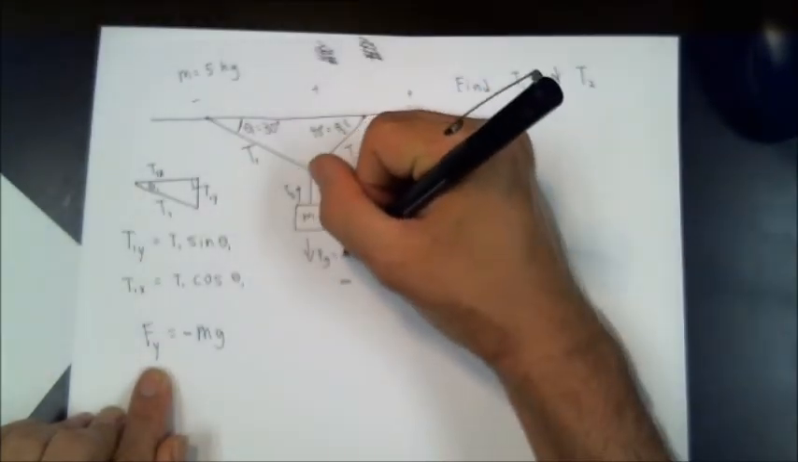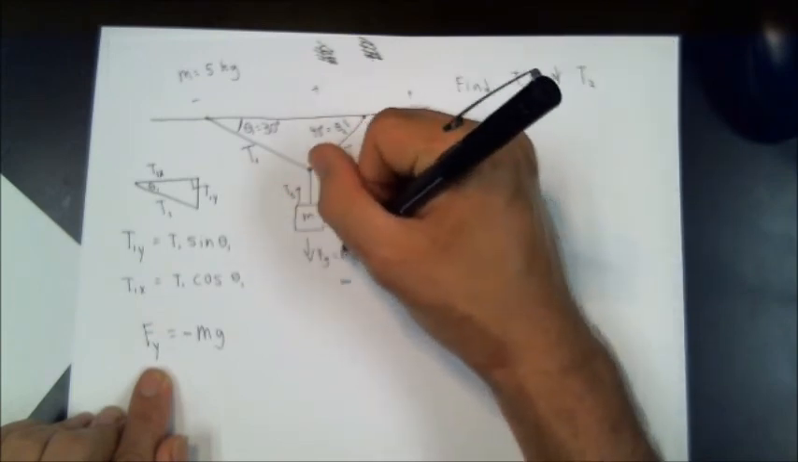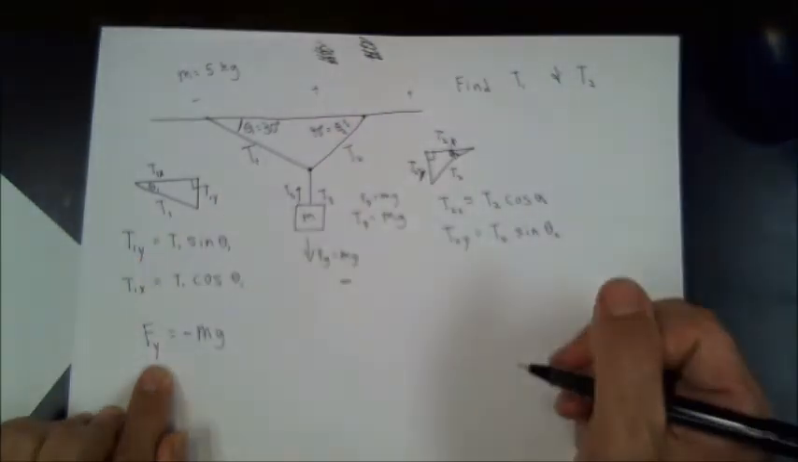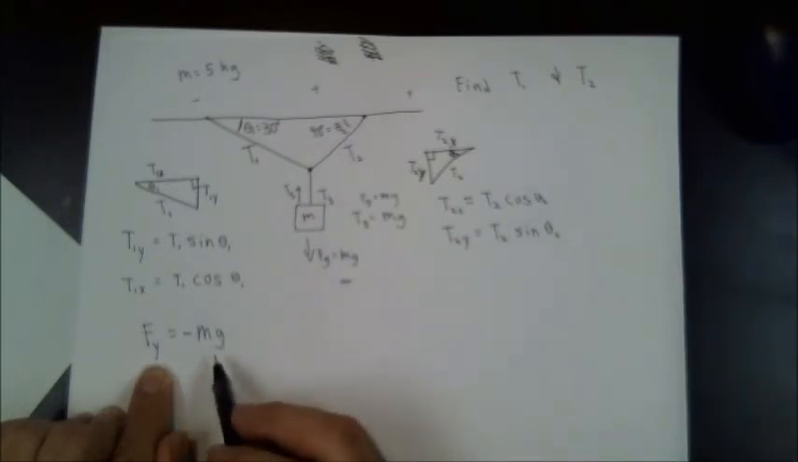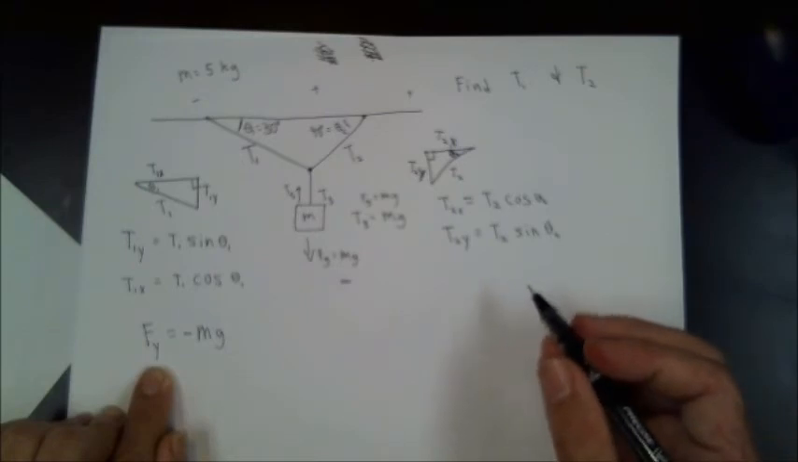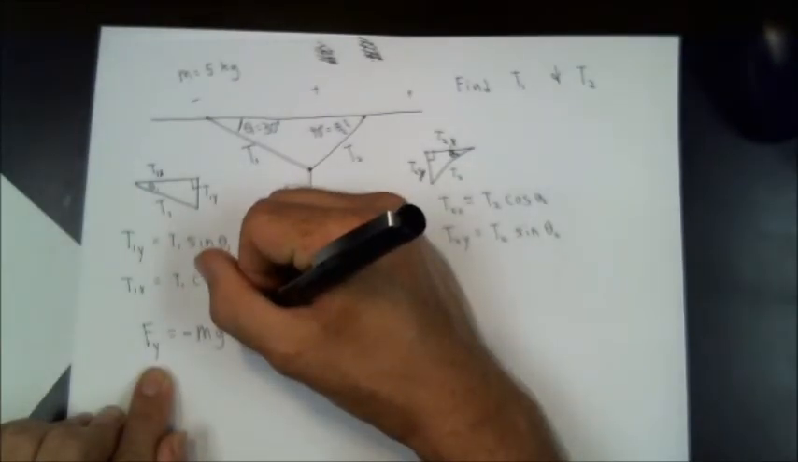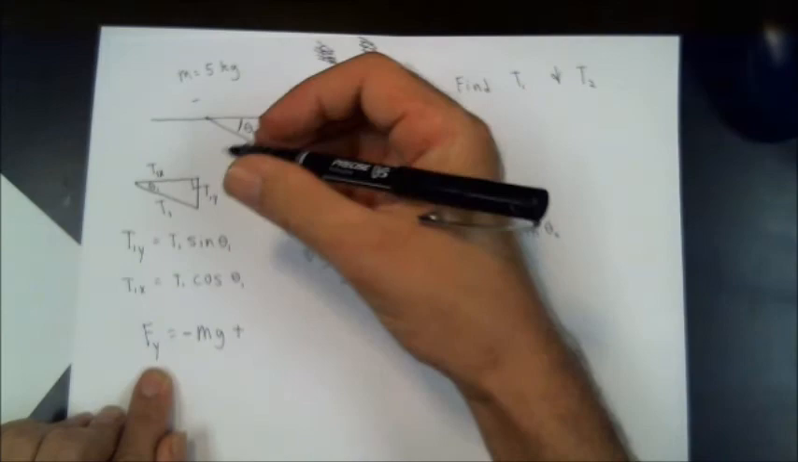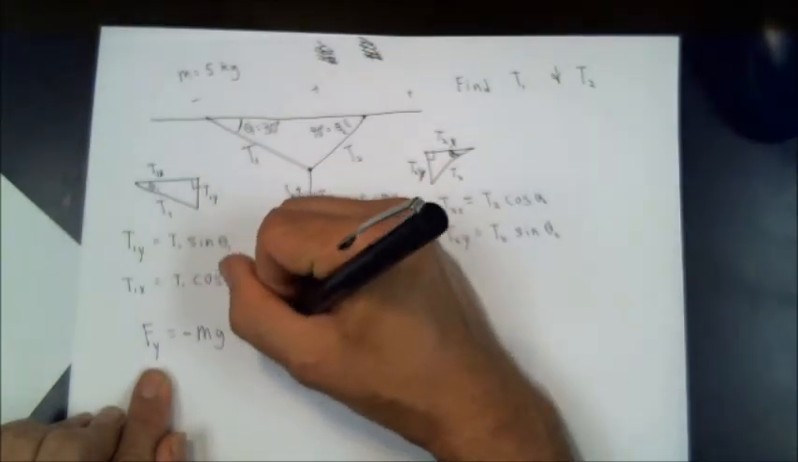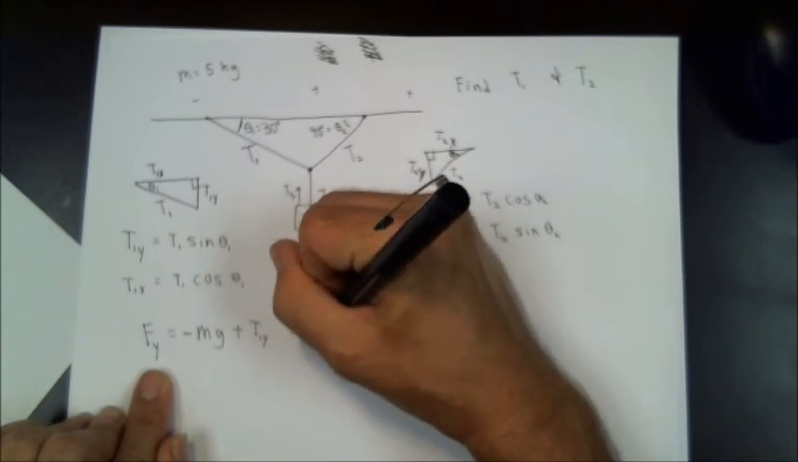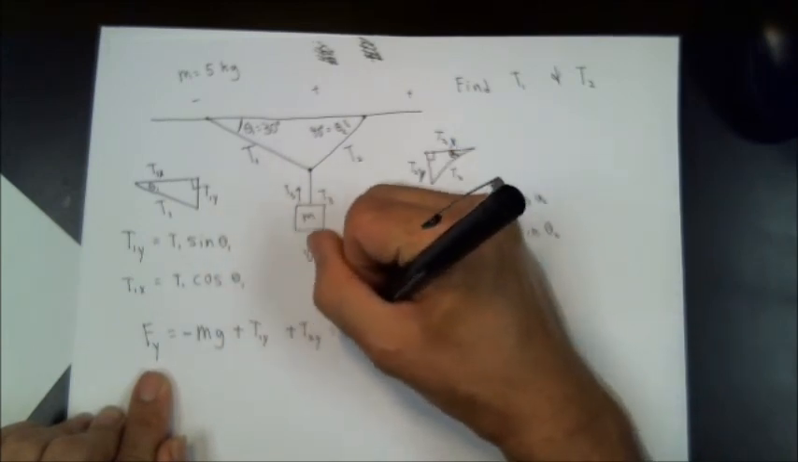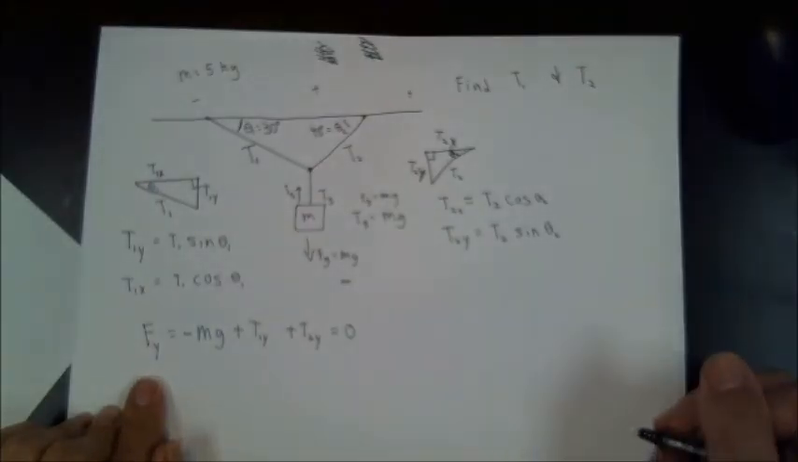Force due to gravity. Let me write that a little bit more clearly. Force due to gravity is mg and it's negative, so I put that right there. That's the only one going down. In the opposite direction, going up, we have two positive forces, a positive T1y and a positive T2y. And this object is not accelerating, so that is equal to 0.